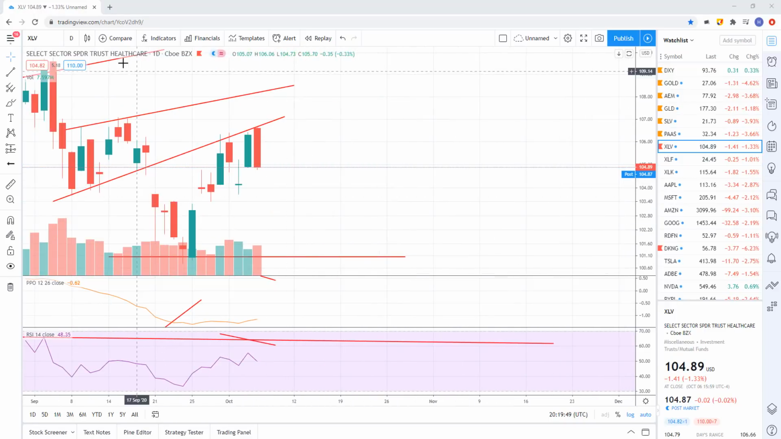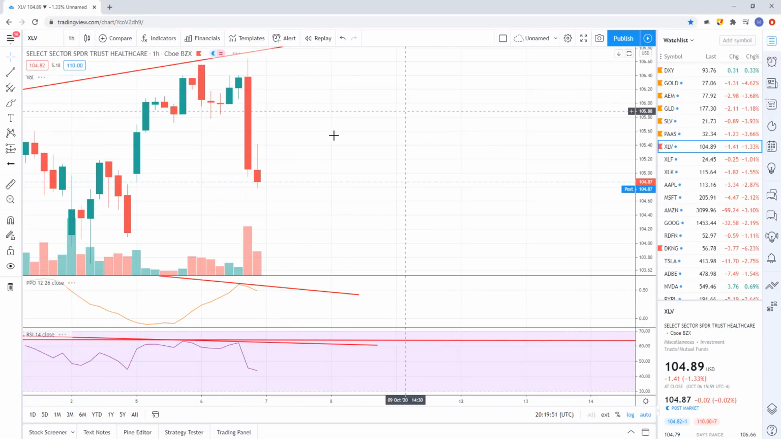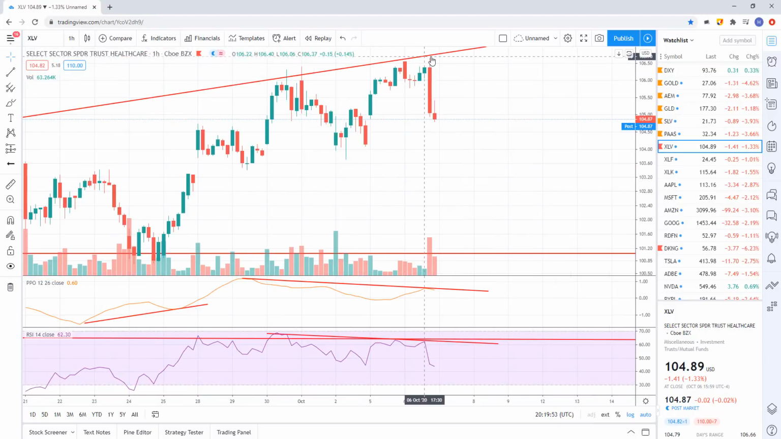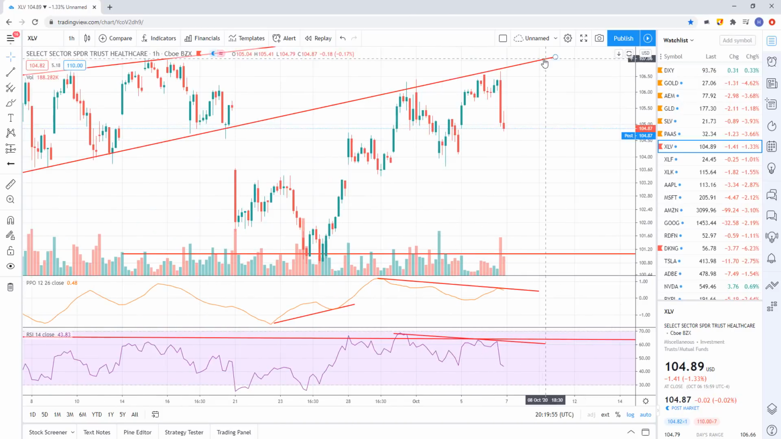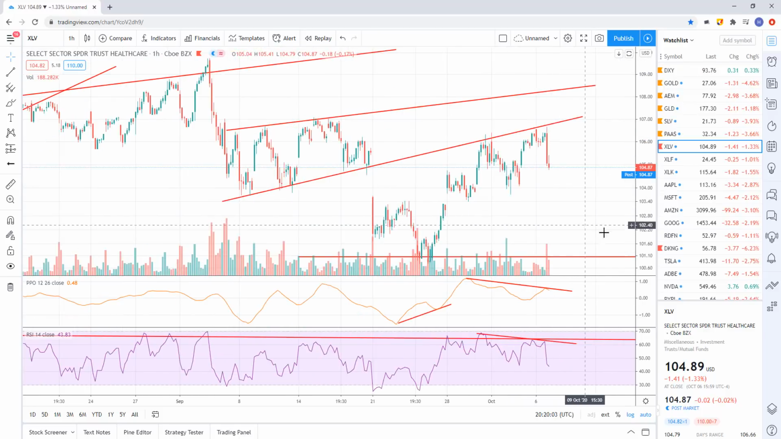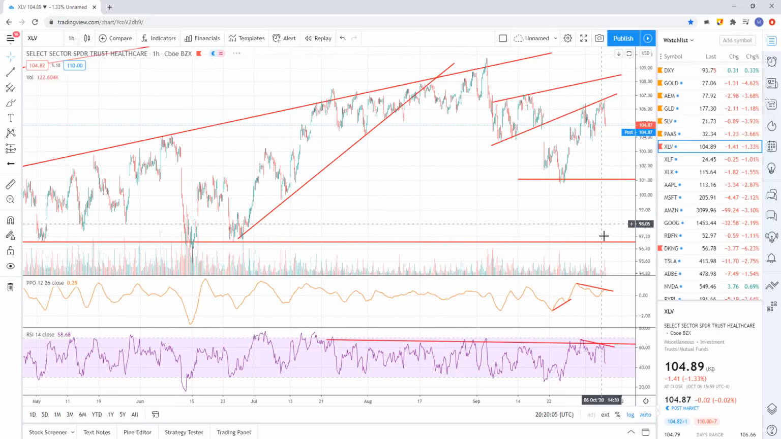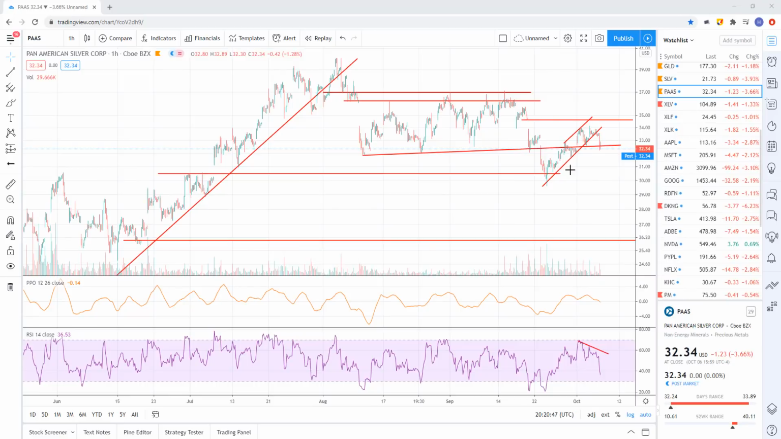XLV here, rejected off resistance here. You can see here, tagged resistance again and rejected. So that's a clear trend line to watch. It's obvious now. Usually by the time it becomes obvious, that's the end of that trend line. So I think we head lower, heading down to 97 in XLV. I'm going to wrap up with this one.